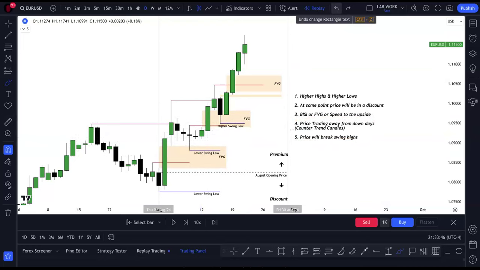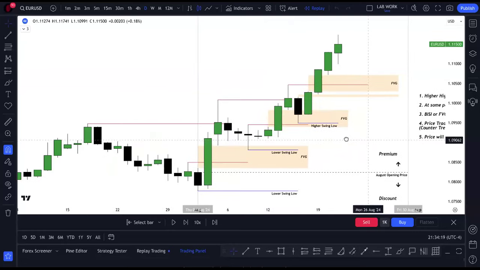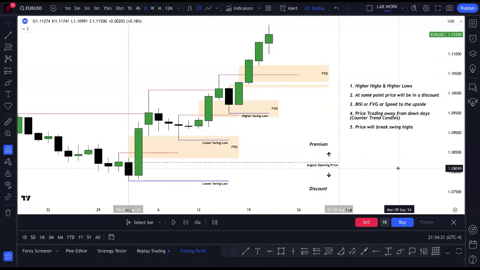Is it frozen? Let's give it some time. Thank you guys for still being here. I appreciate you guys. I think you guys have eyes. You should be able to see the chart now.